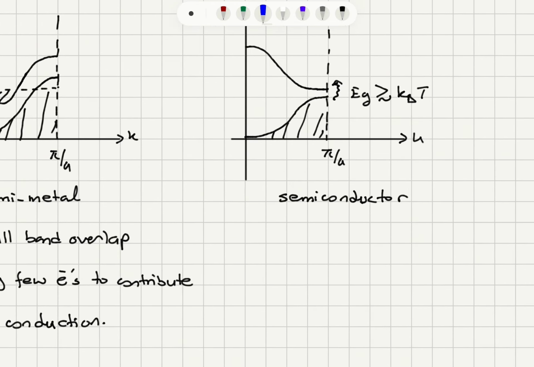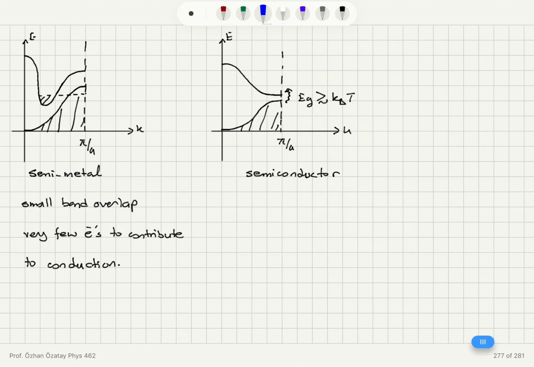And the other scenario is that there is a band gap, with a completely full valence band and a completely empty conduction band at 0 Kelvin. However, at a finite temperature, this band gap is comparable to the thermal energy, so electrons can be thermally excited to the band above them, allowing conduction to occur. So this gives us a semiconductor.